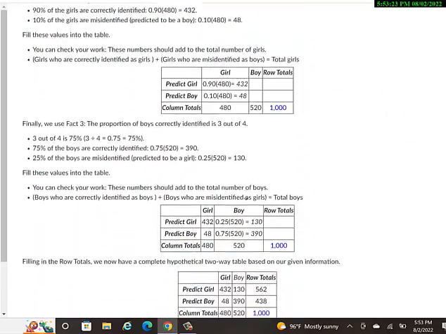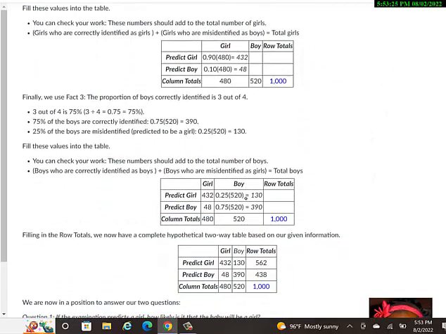So they've done it by typing it, but we were writing it. That's fine. Okay, now we'll focus on the boys, or the babies that were born boys. So finally, we use fact 3. The proportion of boys correctly identified is 3 out of 4. We already had this number because we said 480 is the number of babies that were born female. The difference between 480 and 1,000 is 520. 3 out of 4 boys are correctly identified. That's 75%.